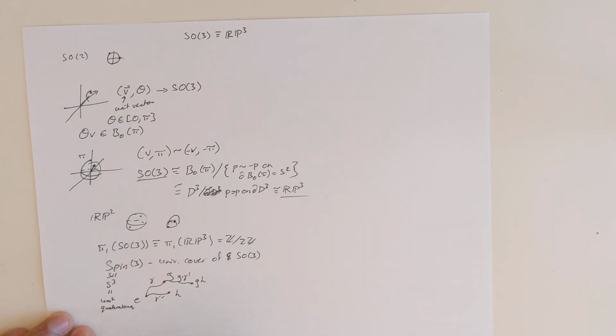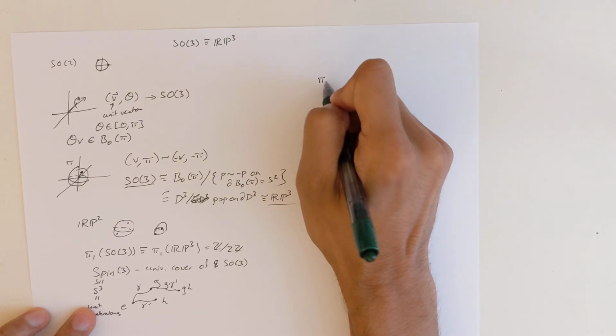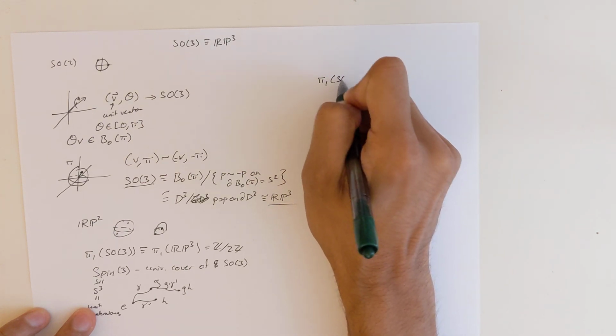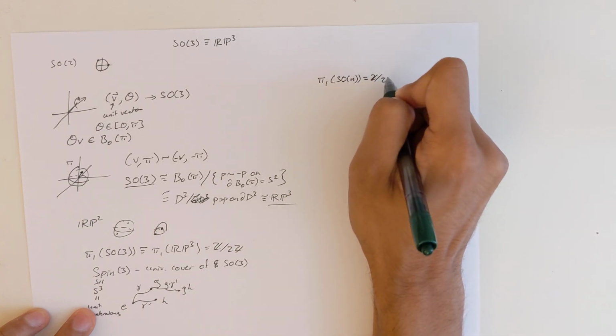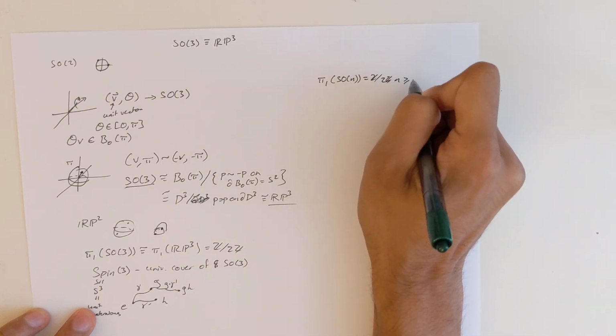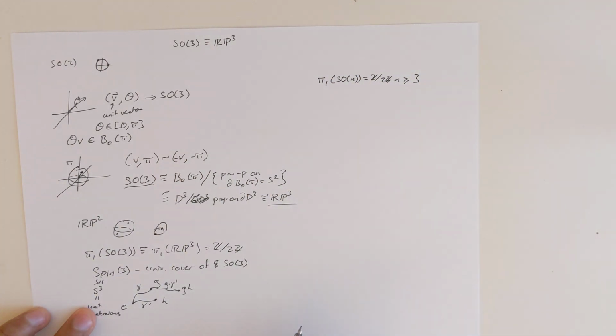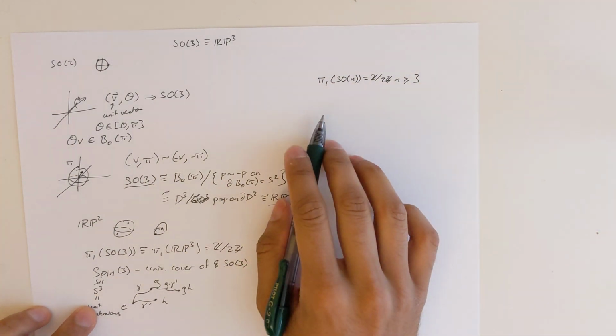And it turns out that these descriptions can be related to one another. Another consequence of this is that you can show that pi1 of SO(n) is equal to Z mod 2 for n greater than or equal to 3. But for this, I guess you need to know a little bit of homotopy theory.